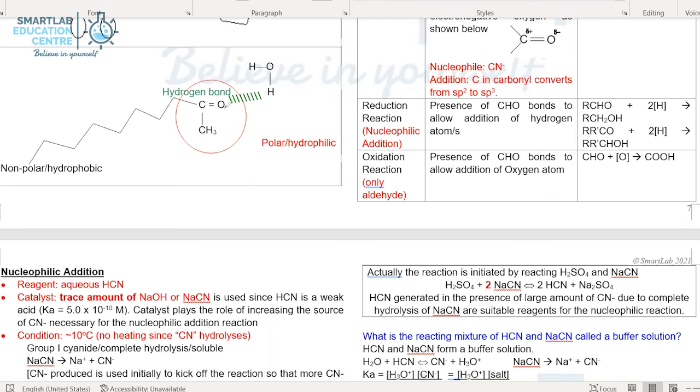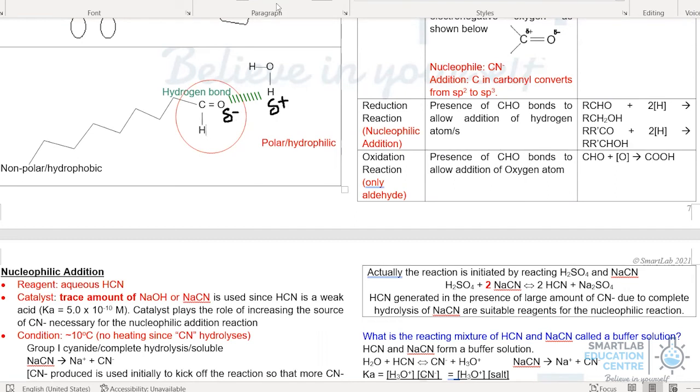water. So this is one example of which that the oxygen from your carbonyl group is delta minus, which is bonded to the electron deficient or protonic hydrogen in water molecules. So similarly, in the case of aldehyde, aldehyde is also capable of forming hydrogen bonds with water molecules.